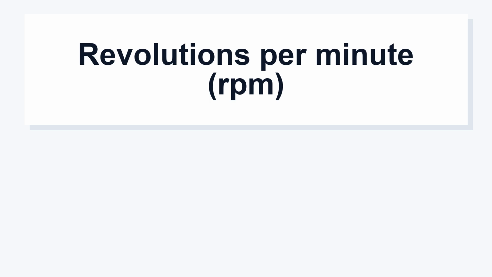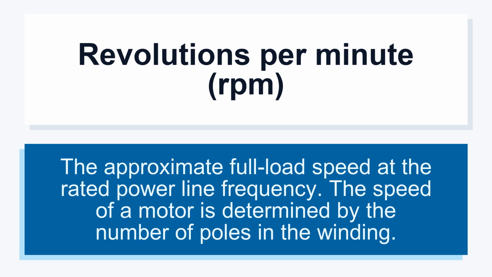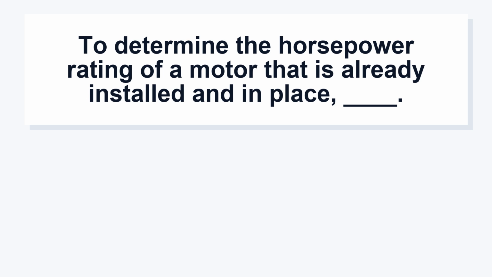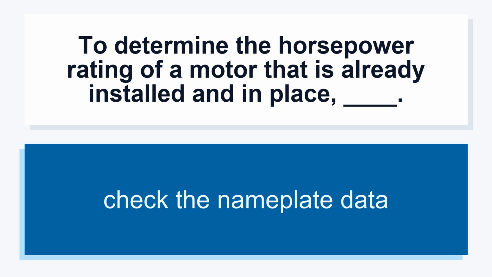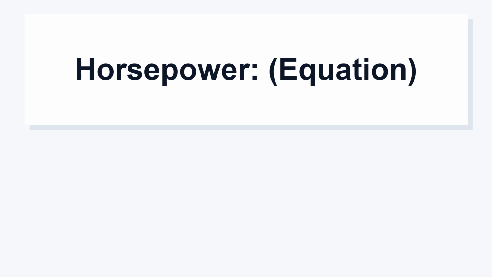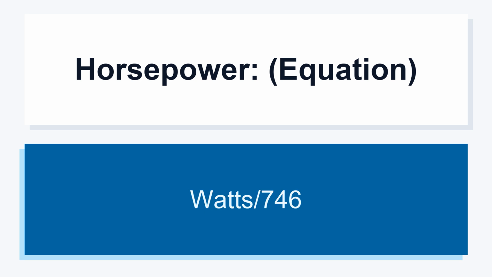Revolutions per minute, RPM: the approximate full load speed at the rated power line frequency. The speed of a motor is determined by the number of poles in the winding. To determine the horsepower rating of a motor that is already installed and in place, check the nameplate data. Horsepower equation: watts divided by 746.